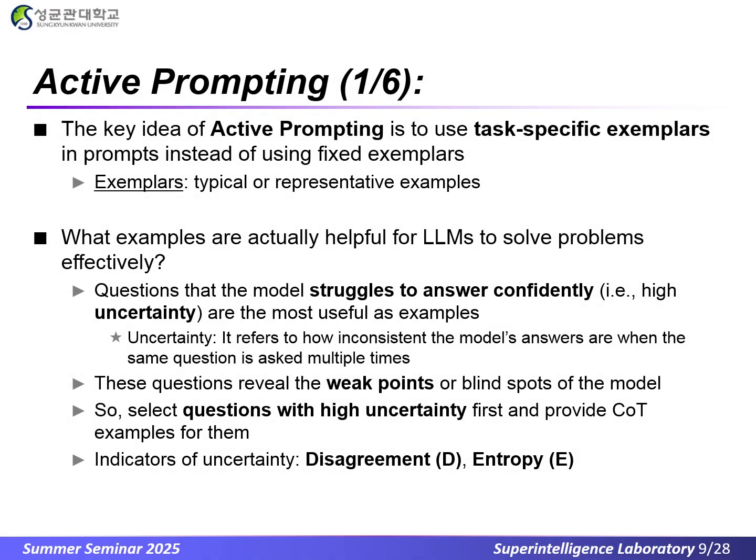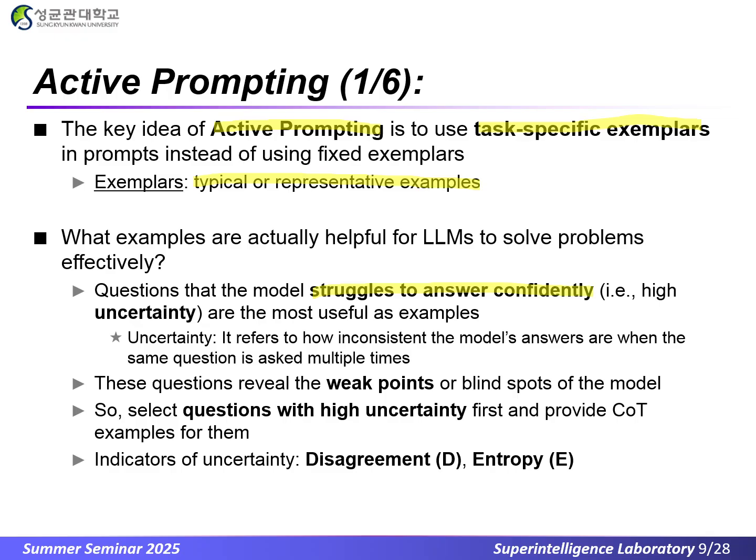The key idea of active prompting is to use task-specific exemplars in prompts instead of reusing fixed exemplars. Exemplars here mean typical or representative examples. So which examples actually help an LLM solve problems effectively? We pick the questions that the model struggles to answer confidently.